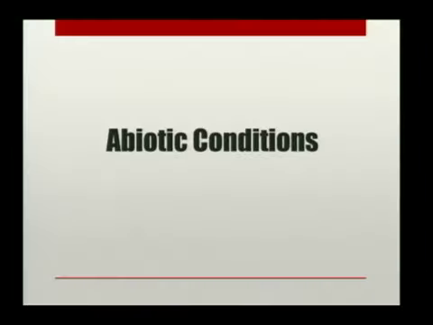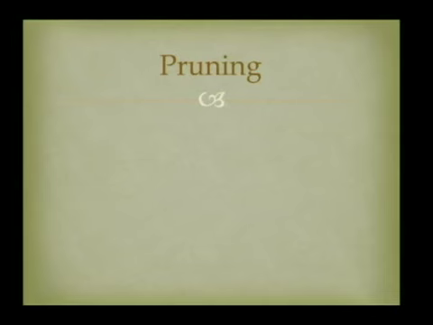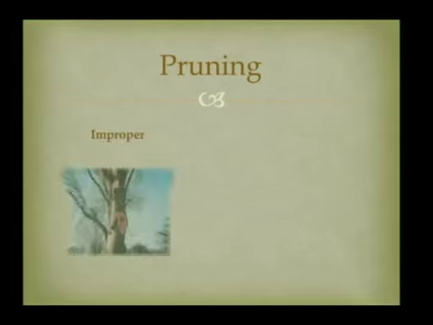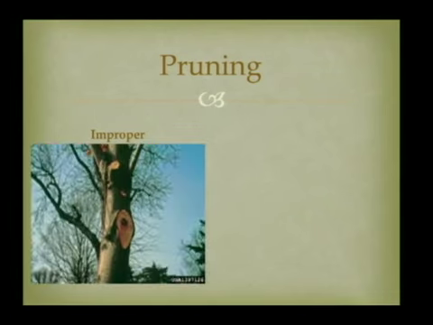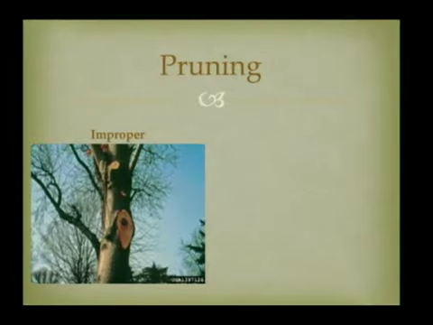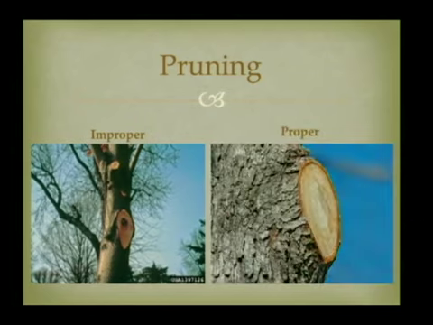Third area is abiotic conditions. And I wanted to start out by talking about pruning. Here's a tree that's pruned improperly. You see, each tree has what's called a branch collar, kind of like the collar on my shirt, where it comes up and covers my neck. Most people who don't know how to prune trees cut the collar off completely, which is totally wrong. Here's a picture of a tree that's pruned properly.